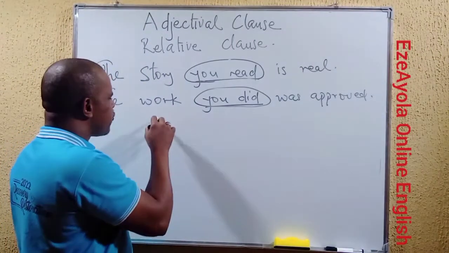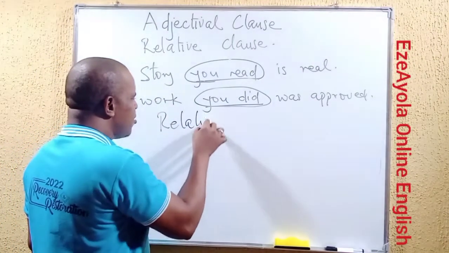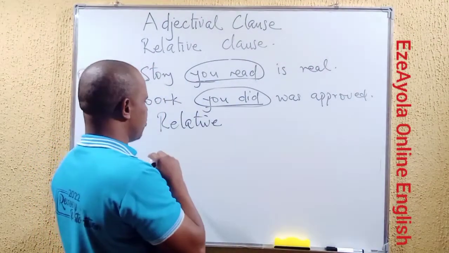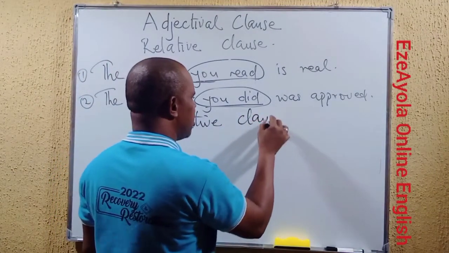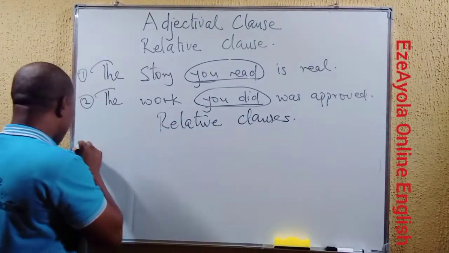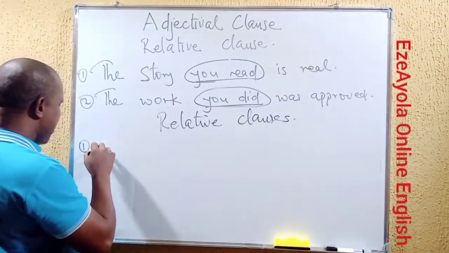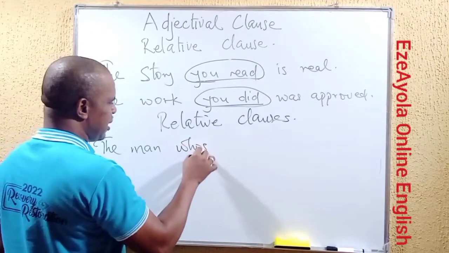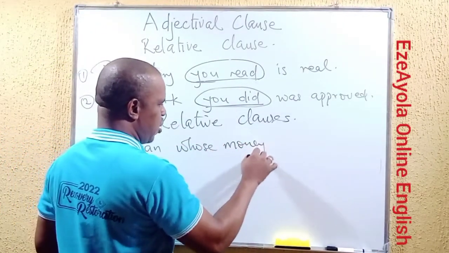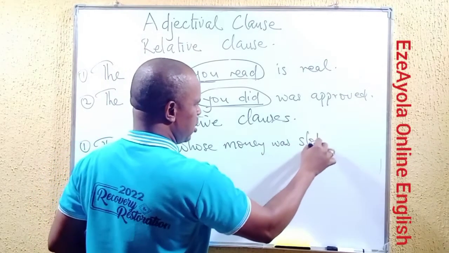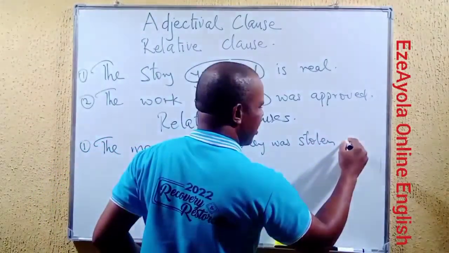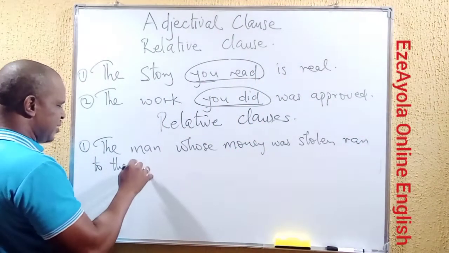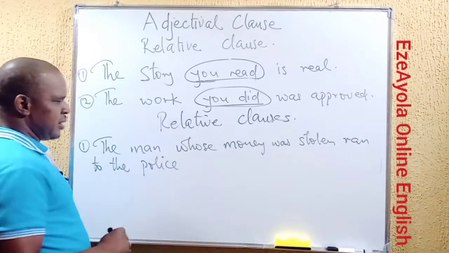But in the case of relative clauses, actually, they are interrelated, but there is something we must mention. Relative clauses, let us look at examples. Number one, I can say the man whose money was stolen ran to the police. Now look at this.